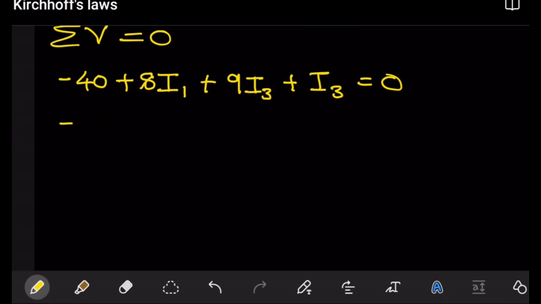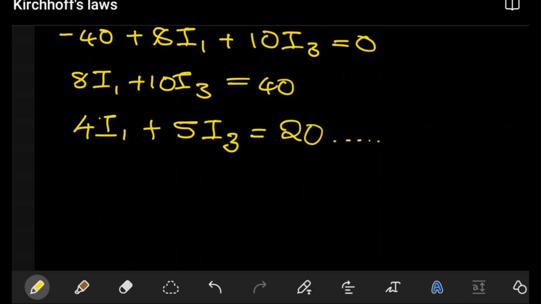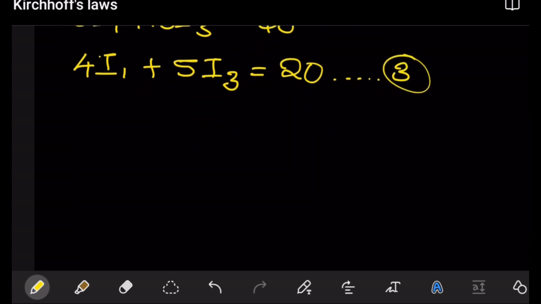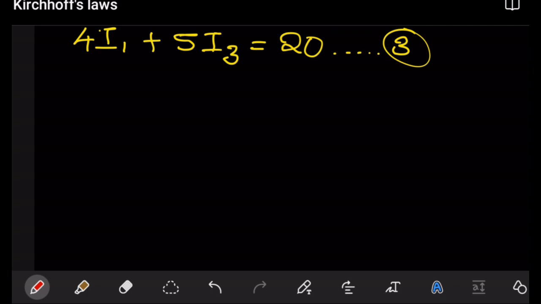So we simplify this, and it will remain as 4 I1 plus 5 I3 equal to 20. This becomes our third equation. So now we have come up with 3 equations. Let's just write those 3 equations so that we see how we can work them out. We have 3 unknowns, I1, I2, and I3, and we have 3 equations, so this should be enough to give us an answer here.